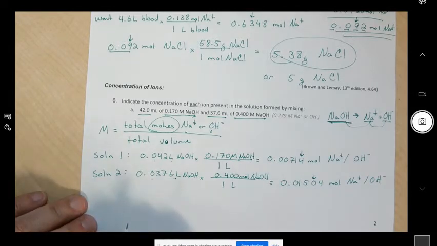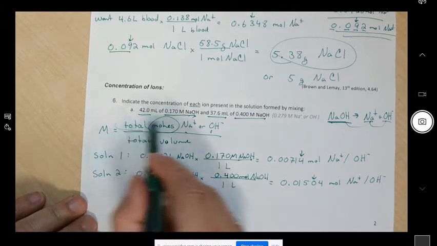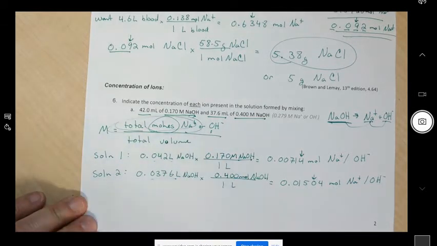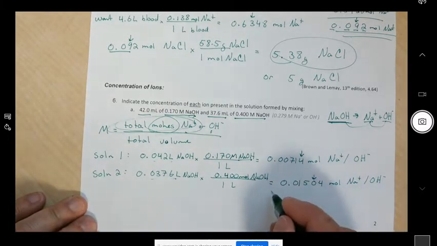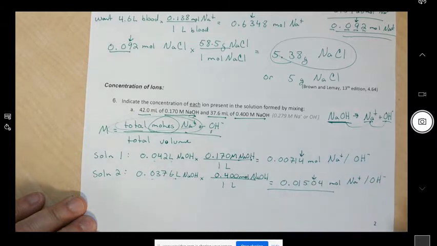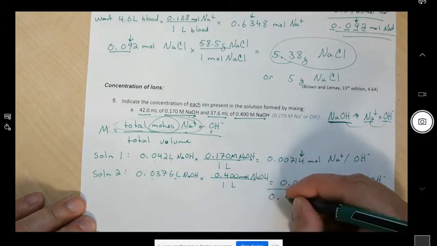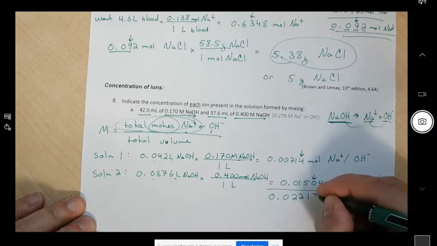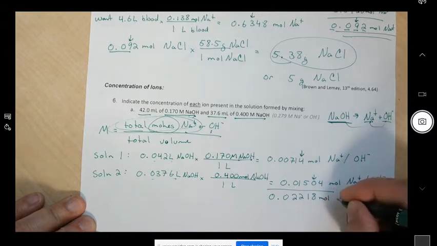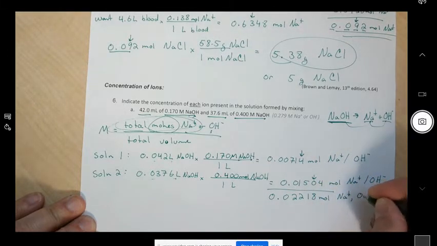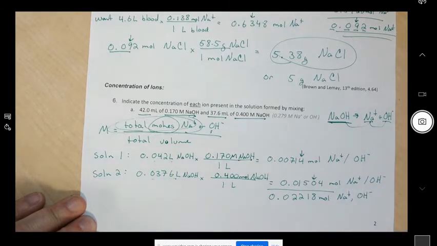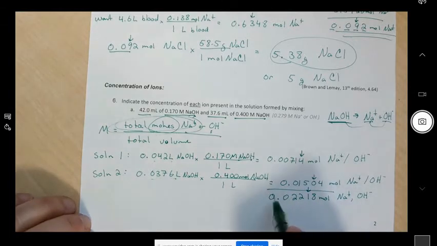Now, I want the total concentration. So remember, I need the total moles of Na+ and OH-, so I have to add both of these numbers together. When I add my total moles together, I get 0.02218 moles of Na+ or OH-. There's my last significant digit there, but it doesn't matter because I'm not done.